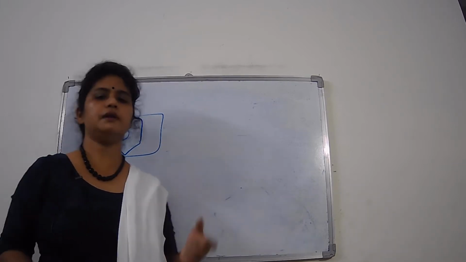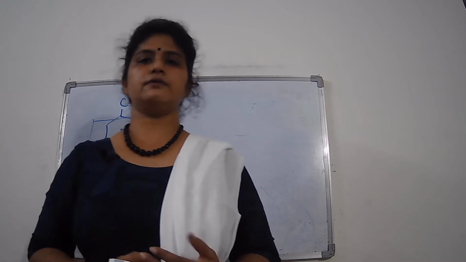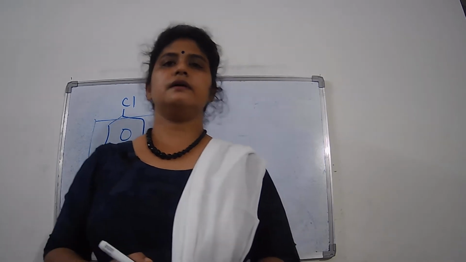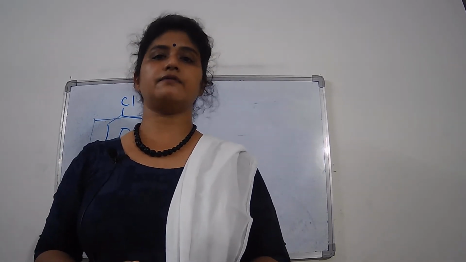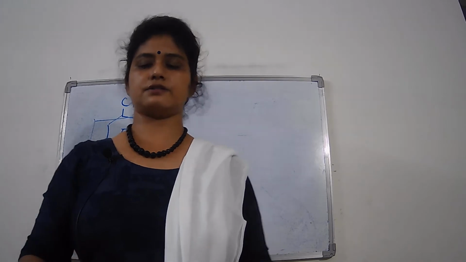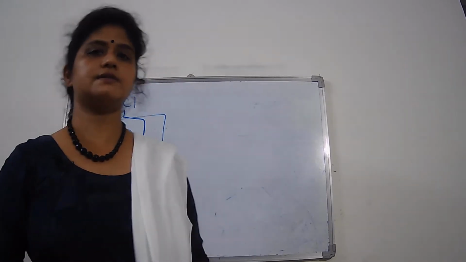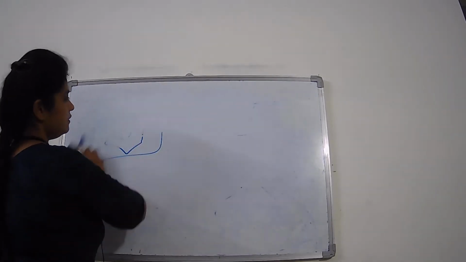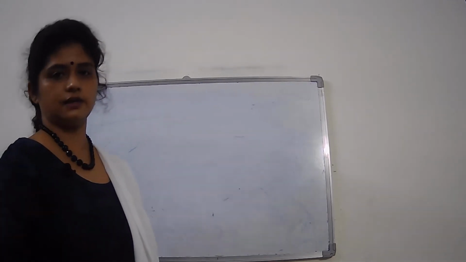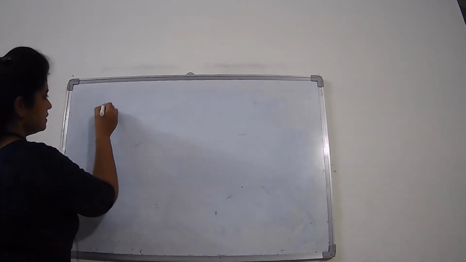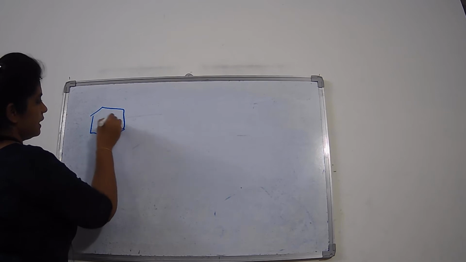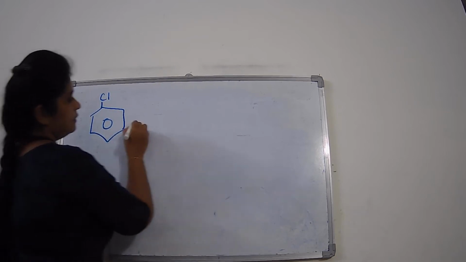So the simple or common electrophilic substitution reactions, as we know, are nitration, then sulfonation, then halogenation, and Friedel-Crafts alkylation and acylation reactions. One by one we discuss all these reactions. The very first reaction is the nitration reaction. Nitration means again we are taking our reactant as chlorobenzene.